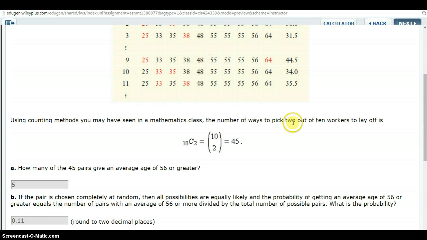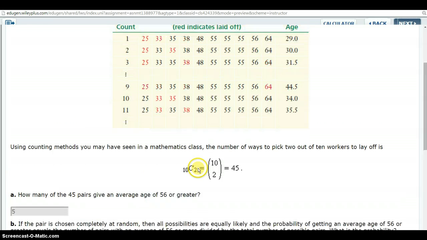In other words, how many different ways could we pick 2 out of the 10 workers to lay off? Well, there'd be 45 different combinations of workers that we could lay off. Now, out of those 45, this is where the question is starting to focus. How many would have an average of 56 or greater?